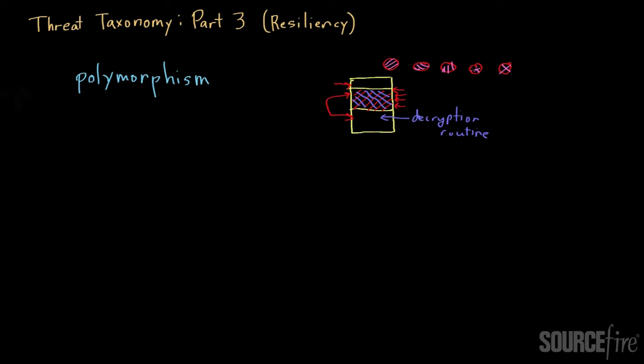Now, another technique that a lot of the bad guys use is something called metamorphism. You see a lot of morphisms here, but metamorphism is kind of related to polymorphism. Again, it's an idea of changing something. That's why the term morph is being used.